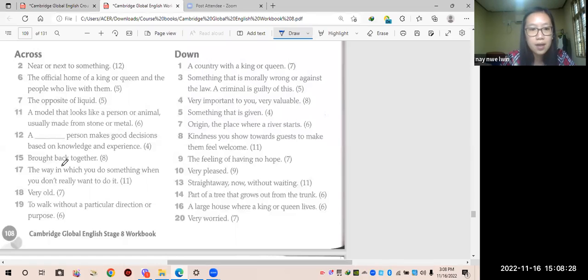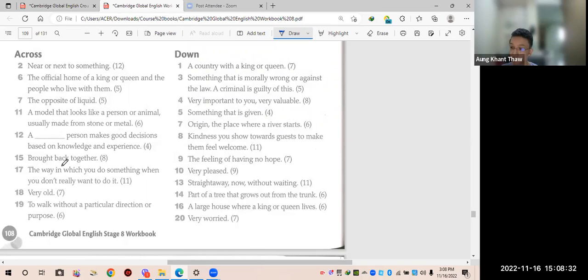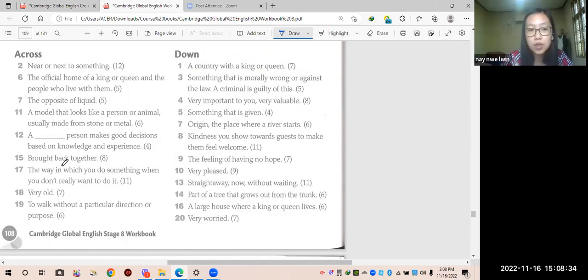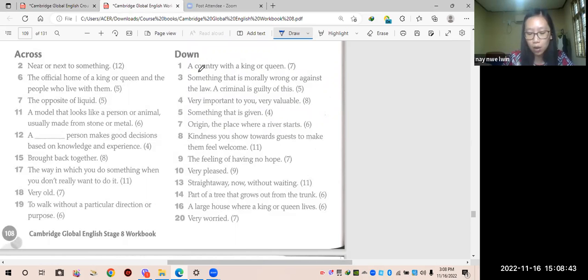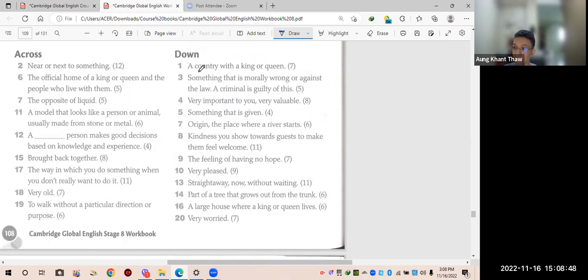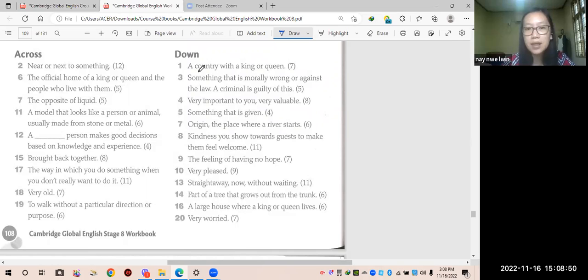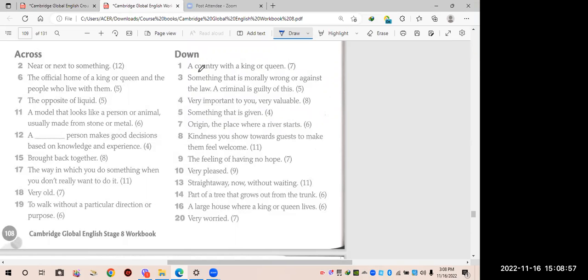And how about number 18? Very old. Ancient. Yes. And 19, to walk without a particular direction or purpose. What is that? Wander. Yes, correct. And a country with a king or queen. Kingdom. Yes, kingdom. Something that is morally wrong or against the law. The criminal is guilty of this. Crime. Yes, a crime and criminal, right?